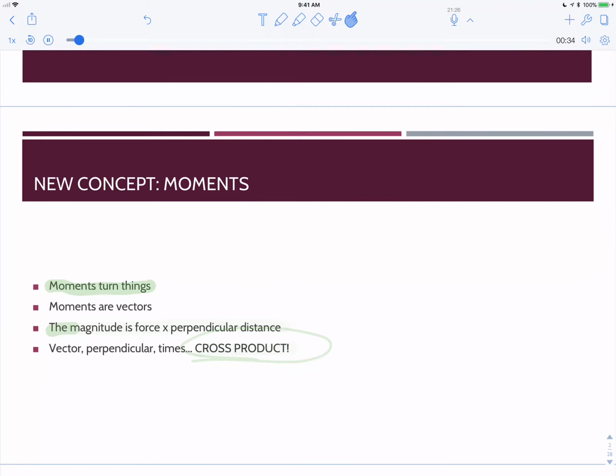Again, the magnitude of the moment is the force times the perpendicular distance to a point. You have vectors, perpendicular, multiplying. That all implies cross product. That means we're going to have to use the cross product that we learned earlier.